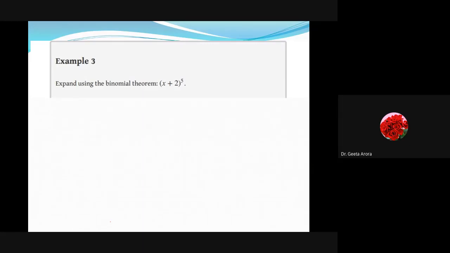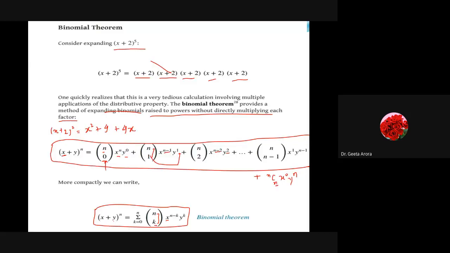Let us start with, you have to expand (x plus 2) raised to power 5. So here, what is our y? The y value is 2 and it is (x plus 2) raised to power 5. From where to where do we have to go? We have to go from 0 to 5. So if I go back, what is the summation? The summation is from k. Write it down please. k is equal to 0 to 5, nCk, correct? n is 5. So we can write 5Ck x raised to power 5 minus k and y to the k, correct?